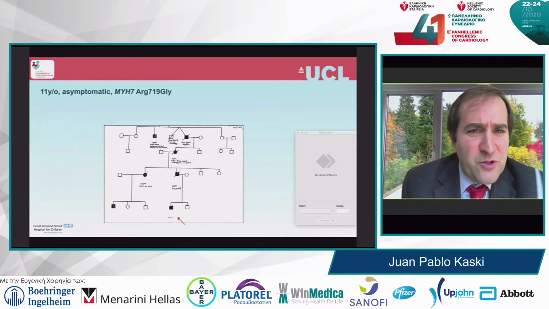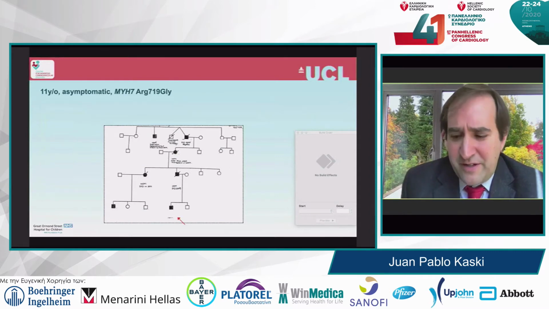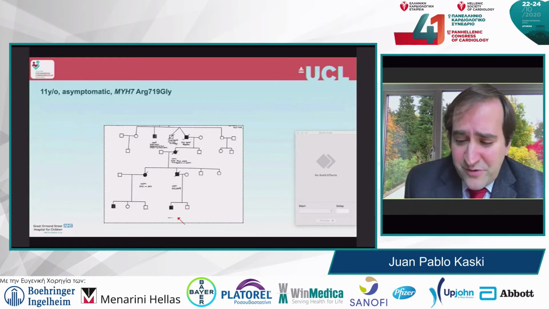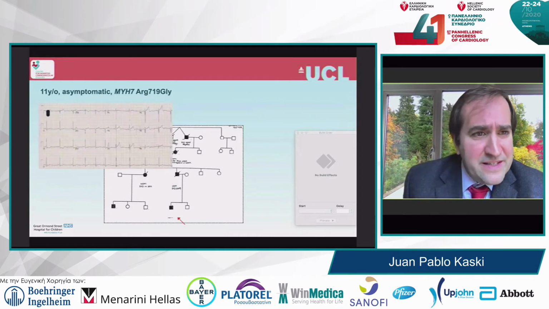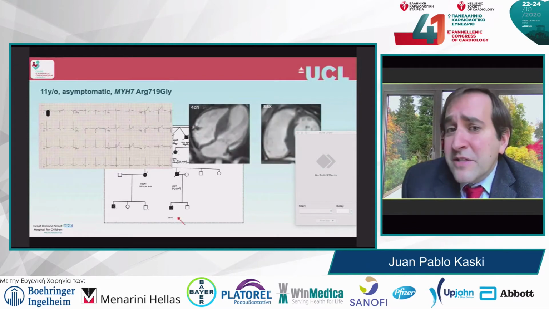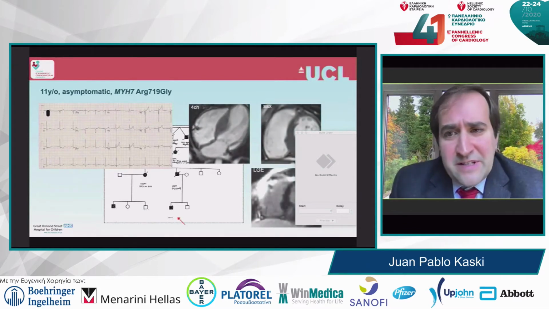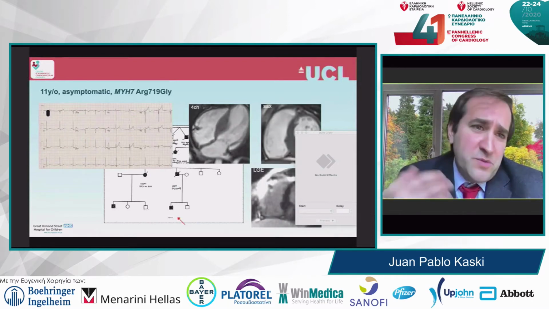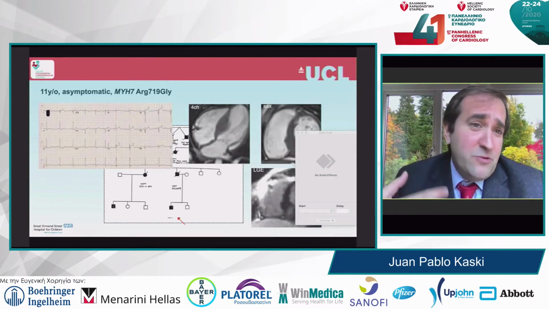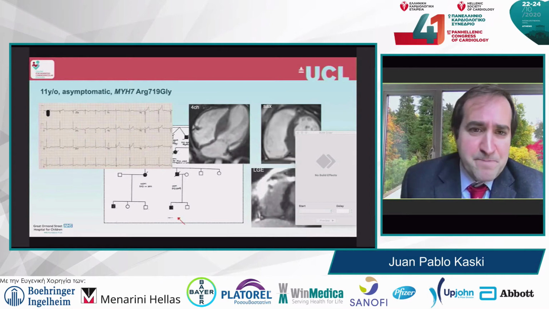This is an 11-year-old, completely asymptomatic, with a pathogenic beta-myosin heavy chain mutation and a very strong family history of hypertrophic cardiomyopathy, sudden death and progression to heart failure. This is the ECG, a very abnormal ECG, and some stills from the cardiac MRI, including the demonstration of significant late gadolinium enhancement. So this is not mild disease. Actually, this is what we see not infrequently in the pediatric population.